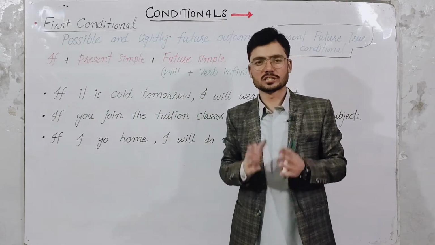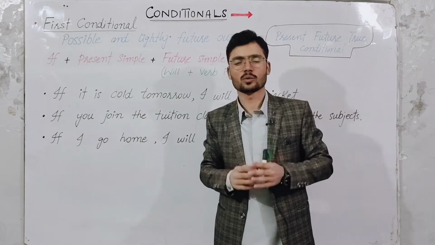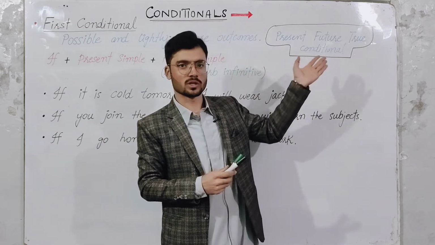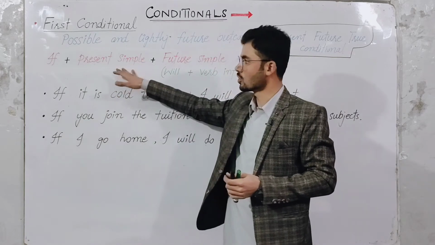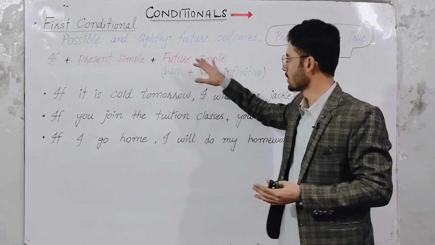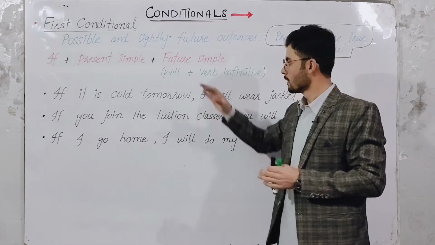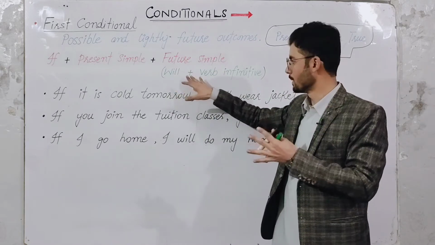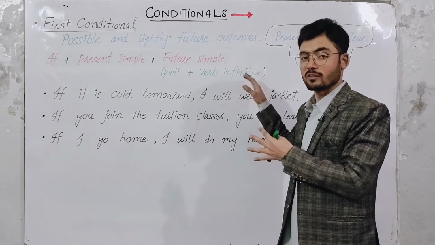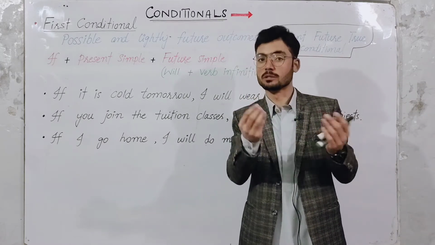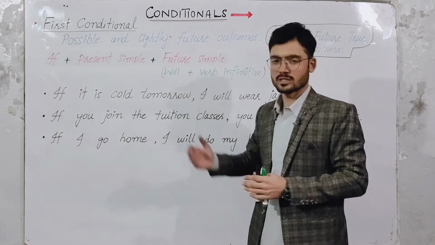First conditional is the possible conditional, likely with future outcomes. It is also called the present future true conditional. In the if clause we use present simple, and in the main clause or the result clause we use the future simple: will plus verb infinitive, or you can simply call it the first form of the verb, the base form of the verb.